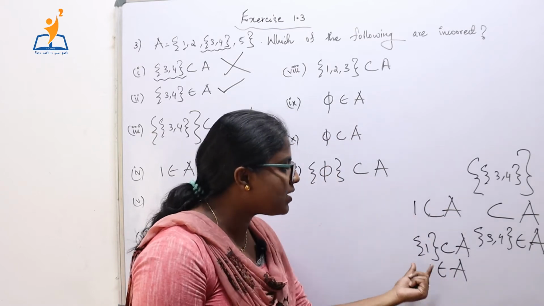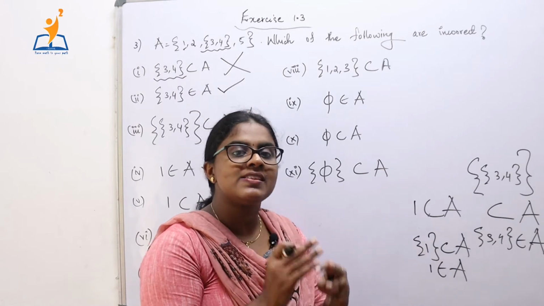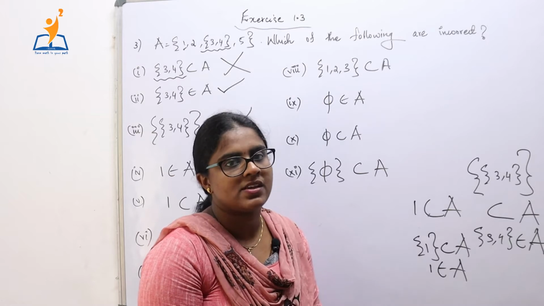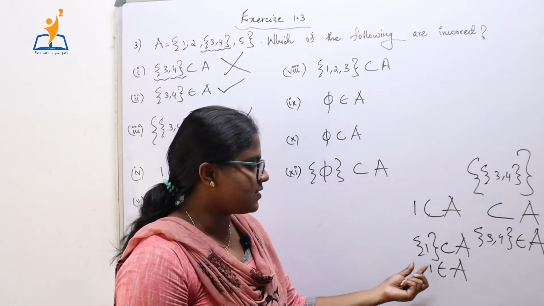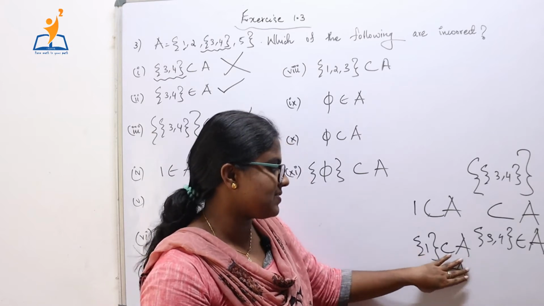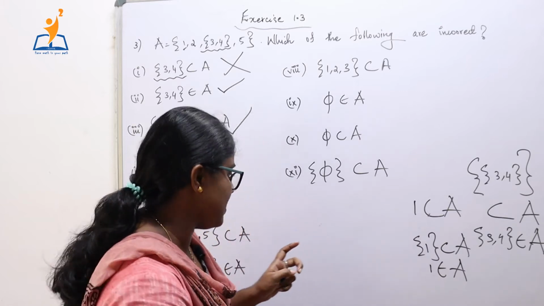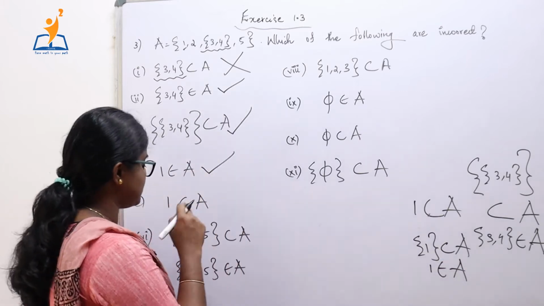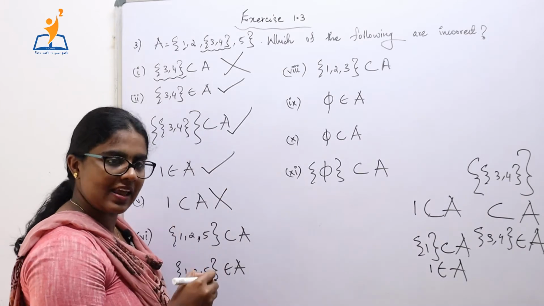We can only write {1} is a subset of A, because only sets can become subsets of other sets, not elements. No element can become a subset of another set. So this is the correct statement: {1} is a subset of A, but the other is not a correct statement. Also 1 belongs to A is a correct statement. So 1 is a subset of A is an incorrect statement.